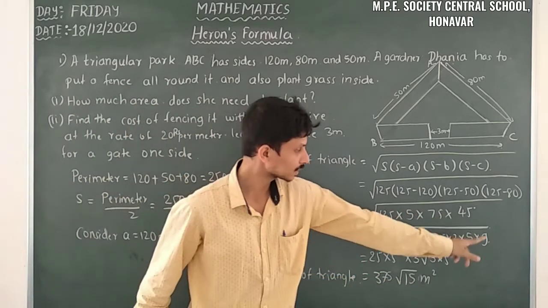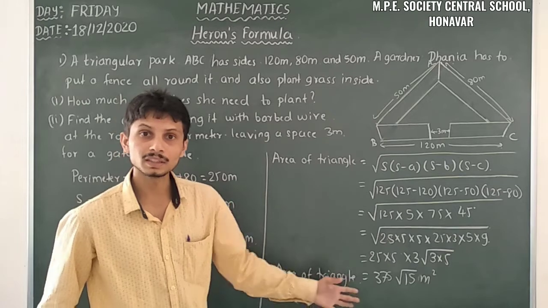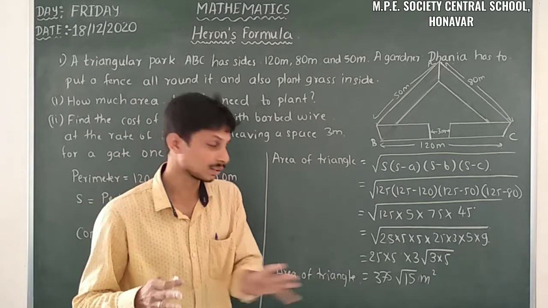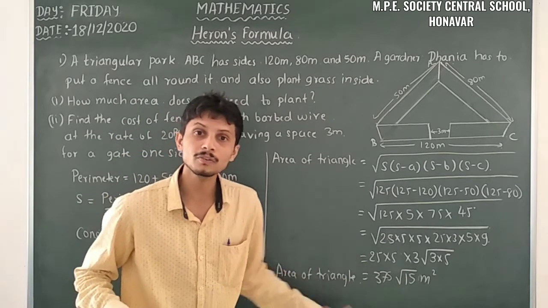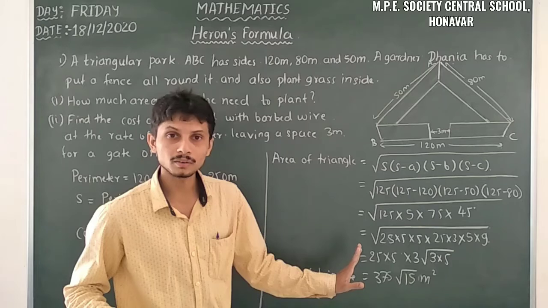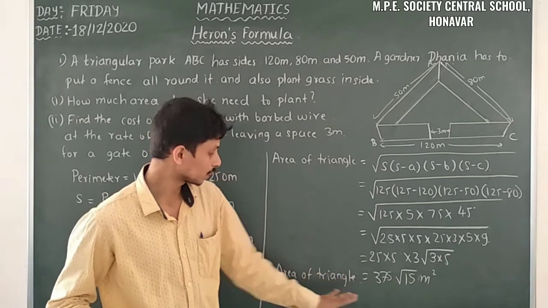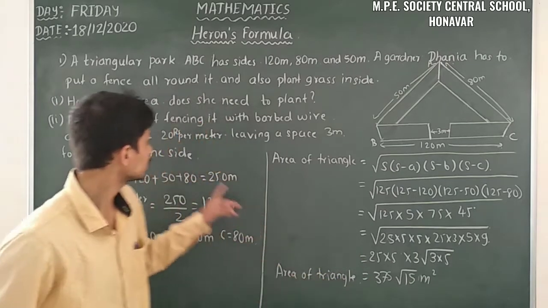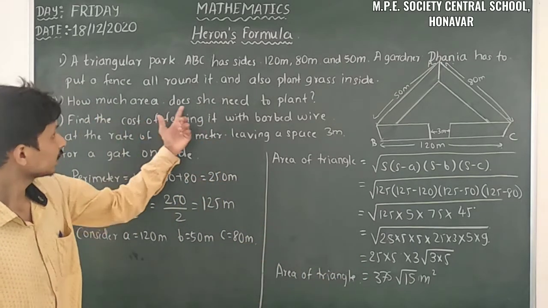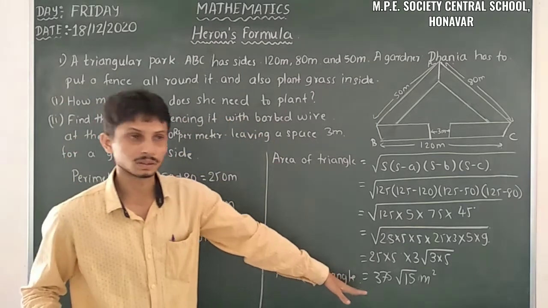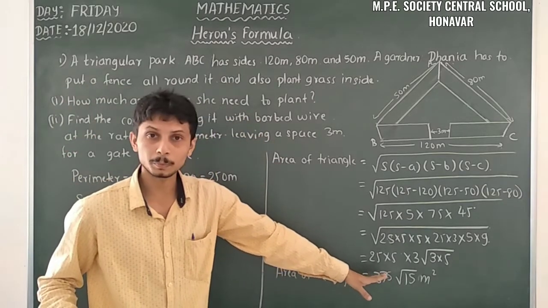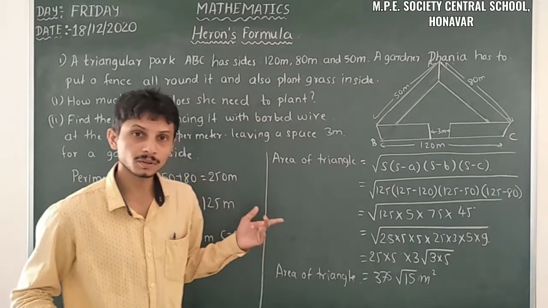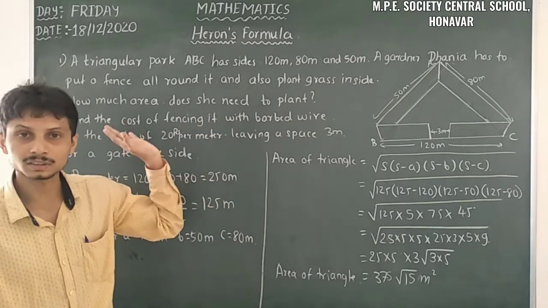So using this process we can easily calculate the area of triangles without any calculator. So here we got the area of the triangle. That means how much area does she need to plant? This one, 375 root 15 meter square. So that is the answer for the first question.